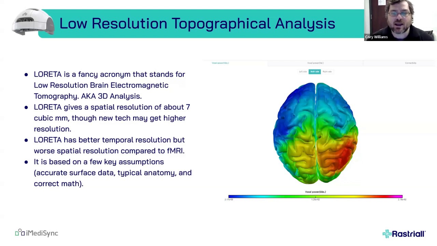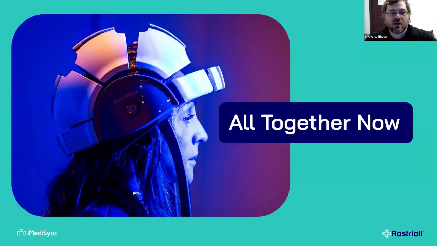The big thing to know about LORETA imaging is that the spatial resolution compared to an fMRI is not as good, but the temporal resolution, how much lag is there between brain activity and what you see, is much, much higher in an EEG or a LORETA reading than it is in an MRI reading. In an fMRI machine, you'll sometimes have a lag of minutes, but not in LORETA. And it is based on a few key assumptions. We assume that the brain is shaped correctly. We assume that the data on the surface is accurate, some of those types of things.